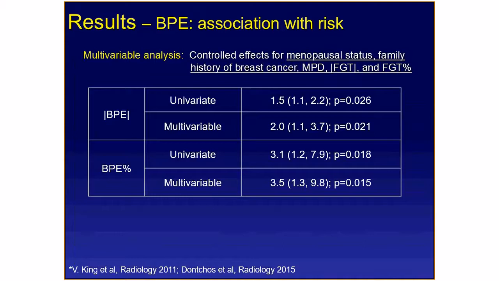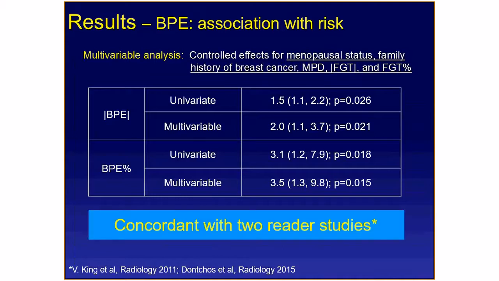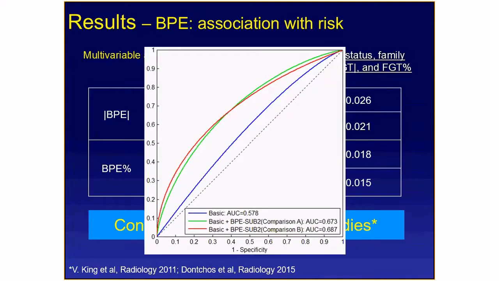Basically, we control some other factors, and they look at the odds ratios and the p-values. They all show a significant association, which means the BPE has to do with risk for this group. This is concordant with two reader studies that have been published before.